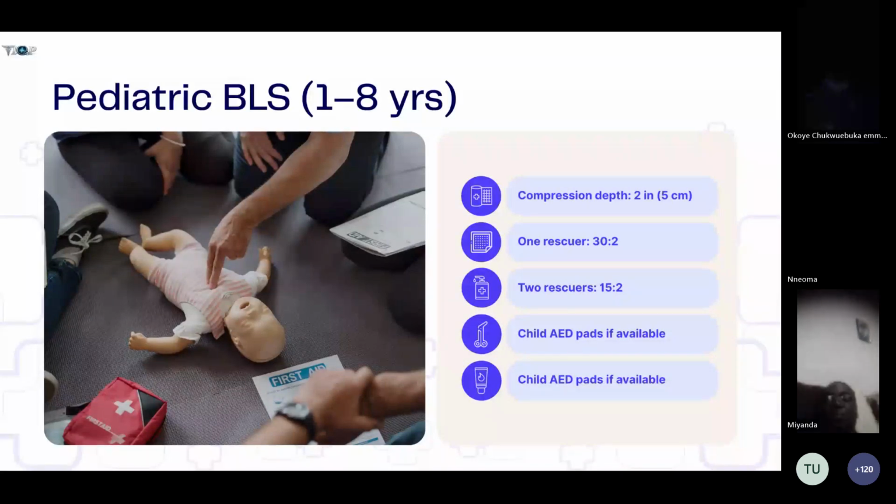Now, BLS, basic life support skills. For pediatrics, there's compression depth. The compression depth is 2 inches, 5 centimeters deep. Now, for children, cardiac arrest is usually caused by breathing problems, not heart problems. So early breaths matter more than in adults. In the case of one rescuer, it is 30 compressions to 2 breaths, and in the case of 2 rescuers, it is 15 compressions to 2 breaths.